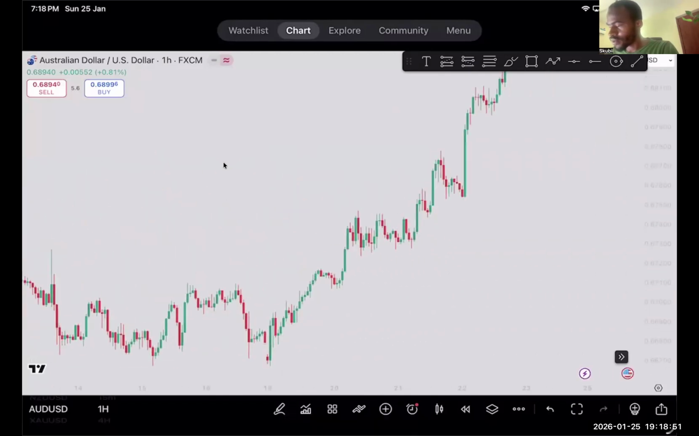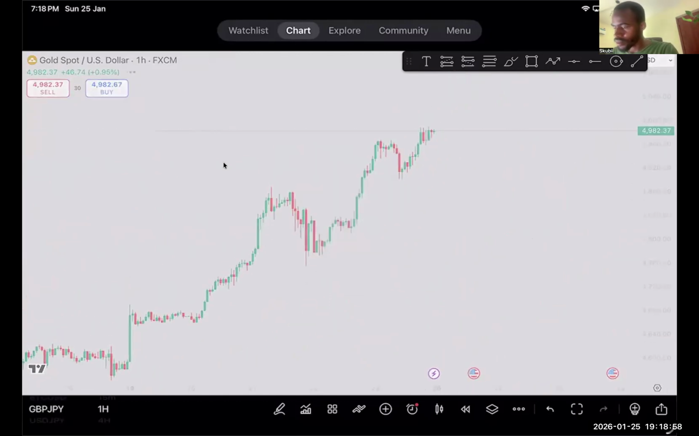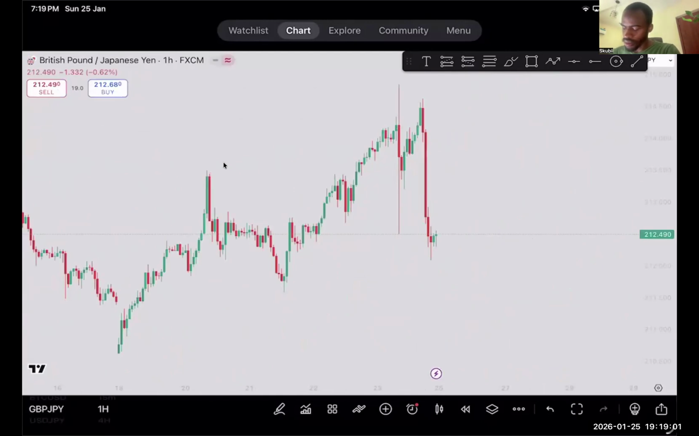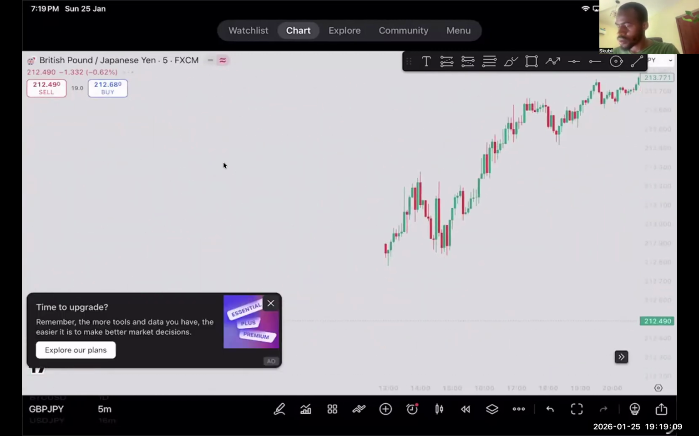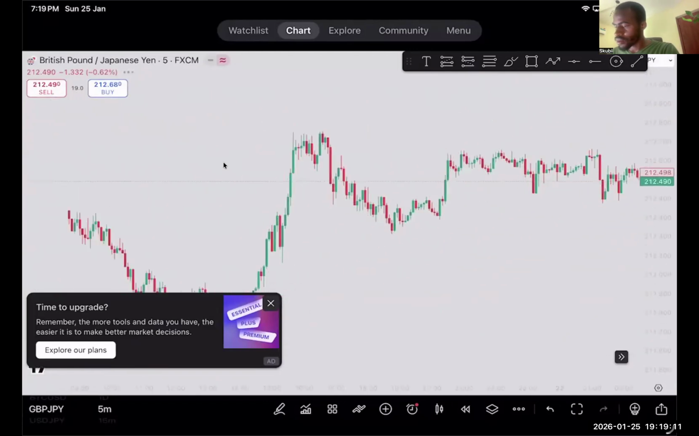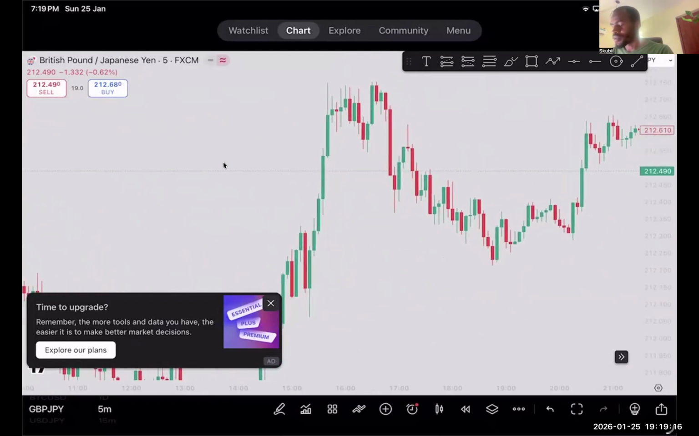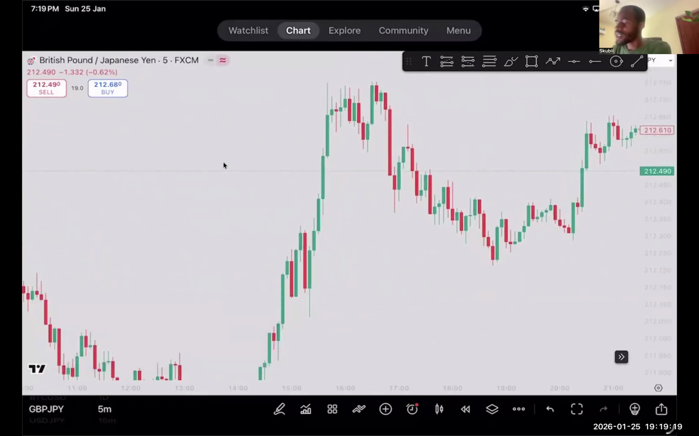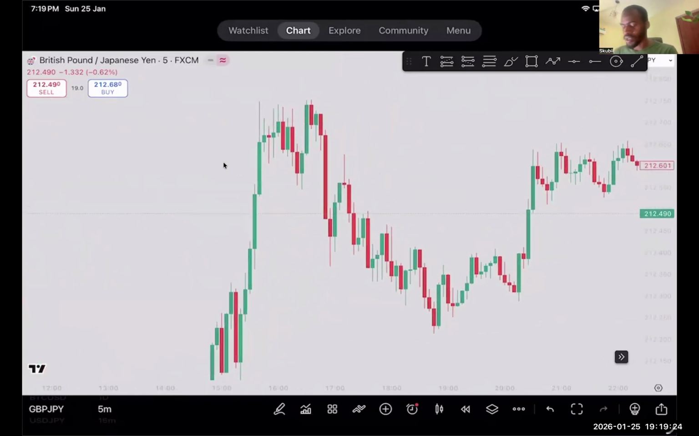So let me look for a nice example and then we'll take a look at, let's see, 5 minutes. So we got a downtrend here. Now, if we take a look at this, let me screenshot this and take it to our board.